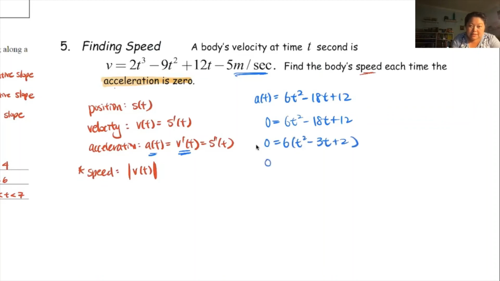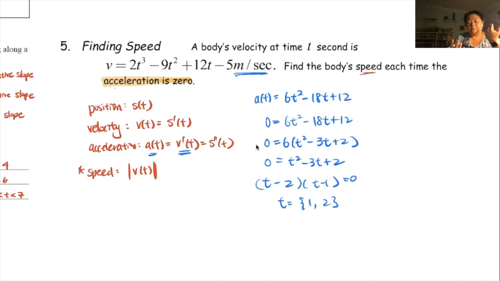Divide by 6 on both sides, you get t squared minus 3t plus 2. If you factor, you get t minus 2 times t minus 1 equals 0. So t is 1 and 2 seconds. So at 1 second and 2 seconds, acceleration is 0. Okay, so we found when. We found when this is happening. So now we take the when and plug it in to find the speed, right?